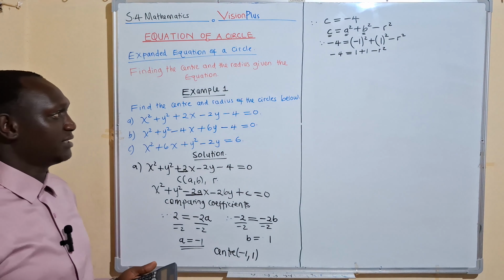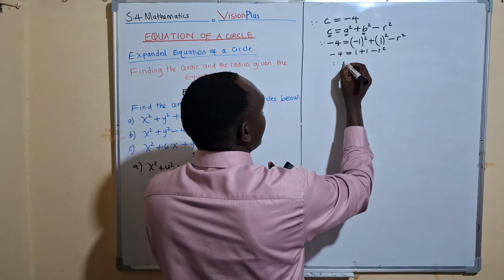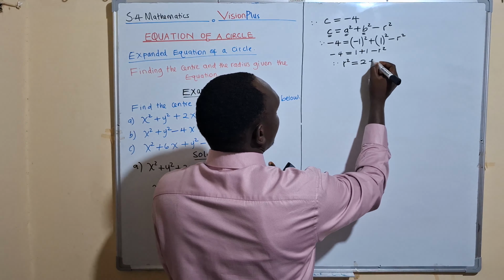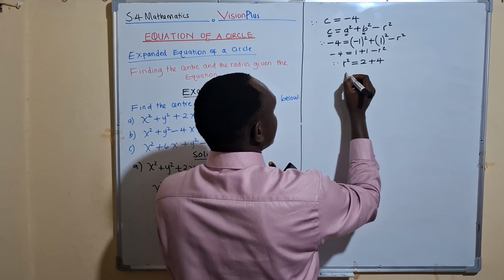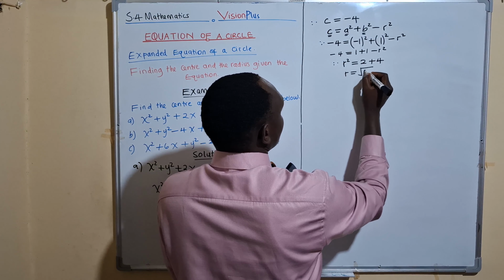You can solve it. So I'm going straight to say, therefore, after collecting the like terms, which you can do. Okay, let me collect like terms just for this case. I'm going to carry negative R squared that side so that it becomes positive R squared equals to 1 plus 1 is 2 plus this 4 bit. This 4 becomes positive after crossing. This negative here becomes positive. Therefore, this is 6. Therefore, R becomes the square root of 6.